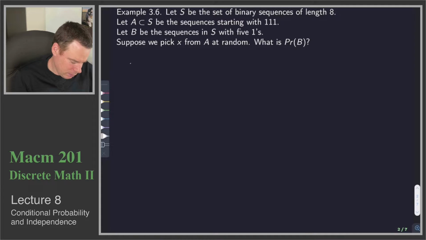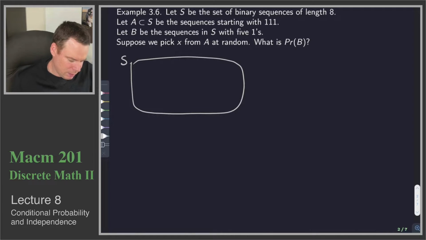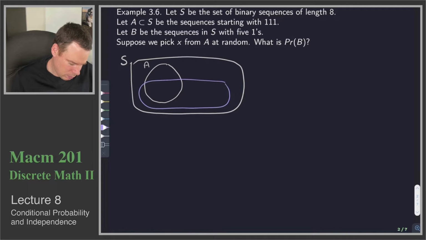So let's collect together the information that we have. We've got this sample space S, that's the set of all binary sequences of length 8. In that sample space, we've got an event A, and we've got another event B. And there could be some overlap in those events.